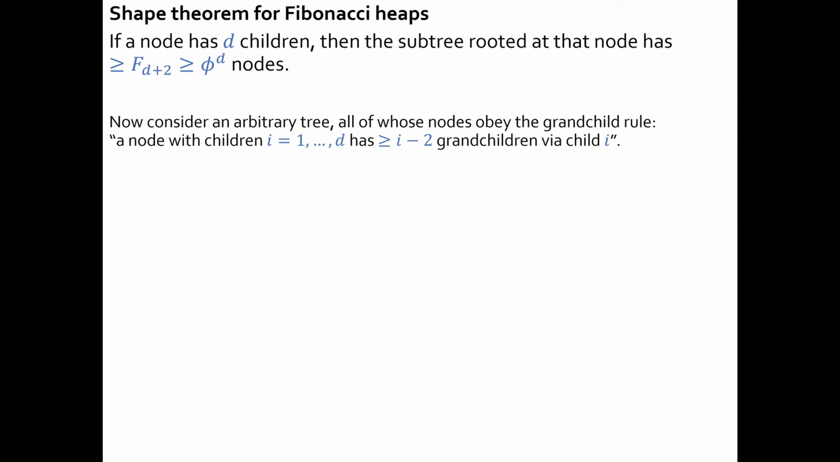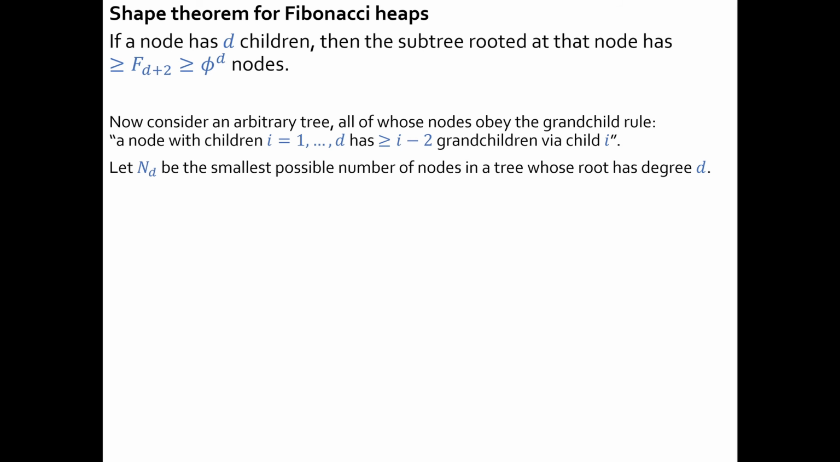Next part of the shape theorem. Let's consider a totally arbitrary tree, all of whose nodes obey the grandchild rule. Remember, the grandchild rule says a node with children i equals 1 up to d has at least i minus 2 grandchildren via child i. This second half of the proof, this is a pure math thing. I'm not talking about the Fibonacci heap anymore, I'm just talking about the space of all possible trees which satisfy certain inequalities.